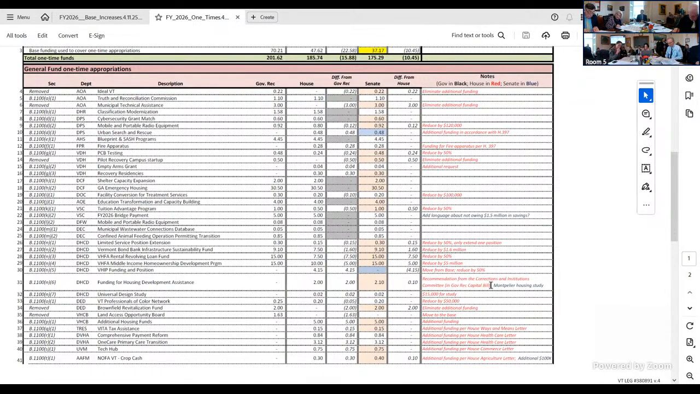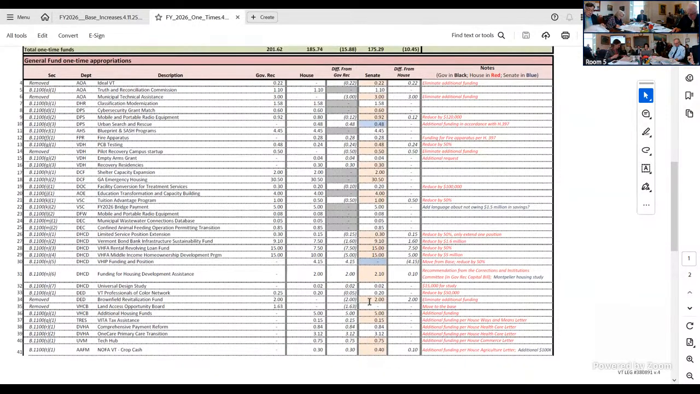There was discussion about a Montpelier housing study, line 14, also for $100,000. That's been added in at this point as its own line. It's added to the $2 million, so $200,000 in line 31. Okay, great.